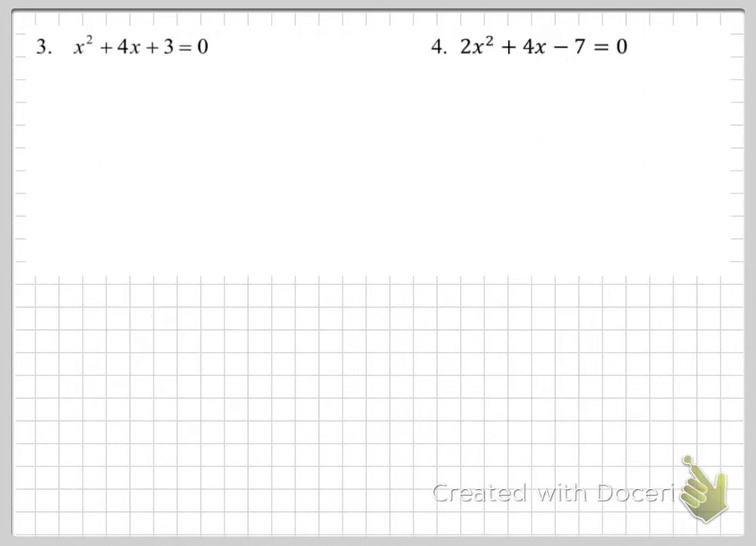Okay, got a couple more examples. Hold off on doing number 4 just yet. I want to talk through that one with you. But question number 3 is just like question number 2. So why don't you give it a shot and see if you can finish 3 all the way through.